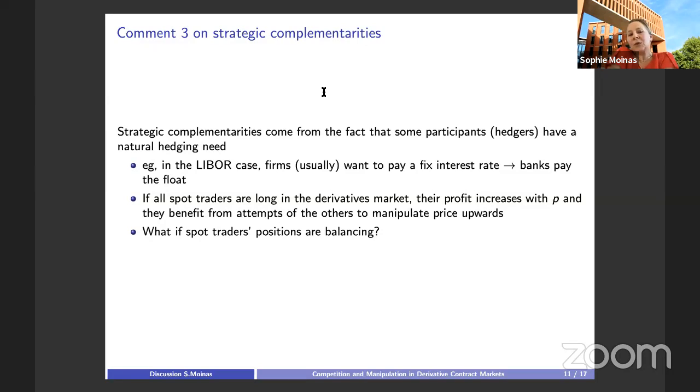Third point, there are strategic complementarities in the model that come from the fact that you are happy if the other speculators push the prices in the direction that you want. This was clearly the case in the LIBOR situation, because all the firms usually want to pay a fixed interest rate. So all the banks have an aligned position. They wanted to pay the float, so they had an incentive to push the price in the same direction. This is not necessarily the case if there is not a natural hedging need from the producers or from the suppliers.